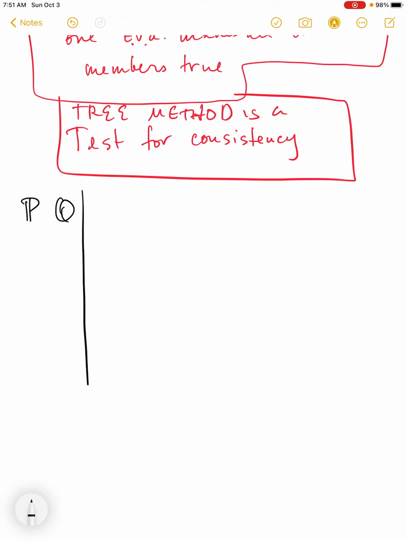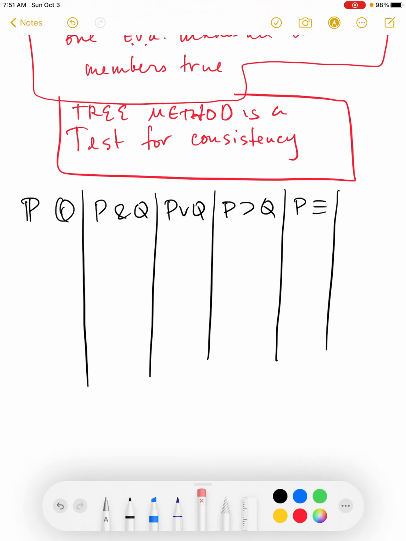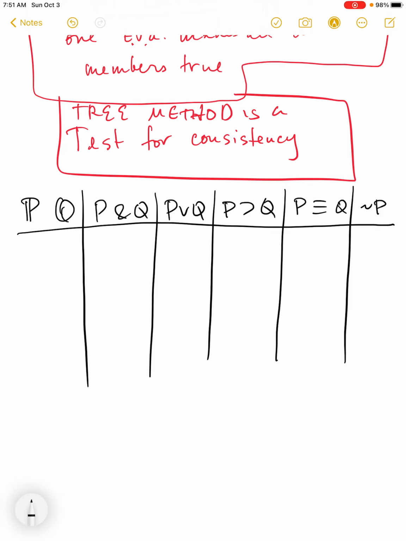P, Q, we have P and Q, we have P or Q, P horseshoe Q, P if and only if Q, and then we have negation. Okay, so let me see whether I can do this super quickly. True, true, false, false, true, false, true, false, true, false, false, false. I'll try to be neater.